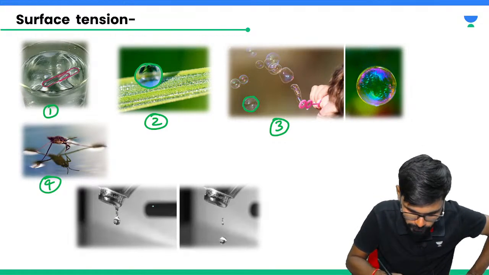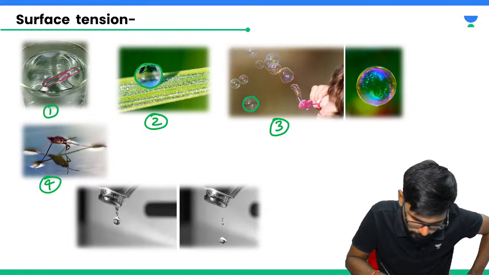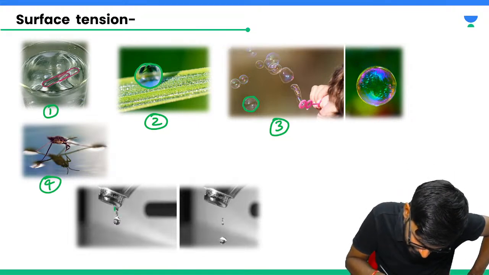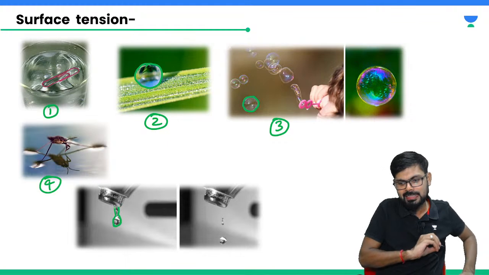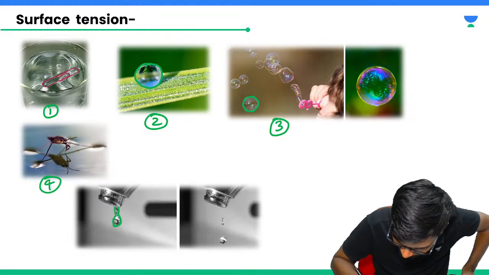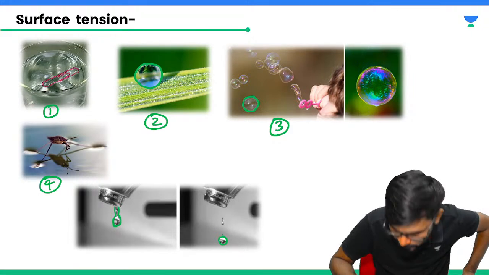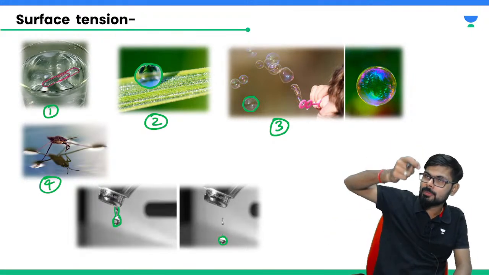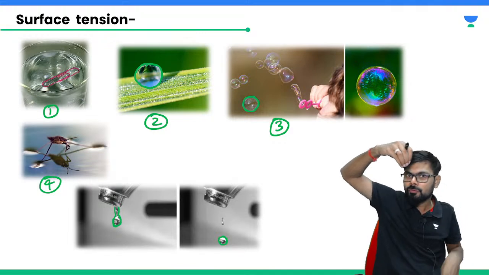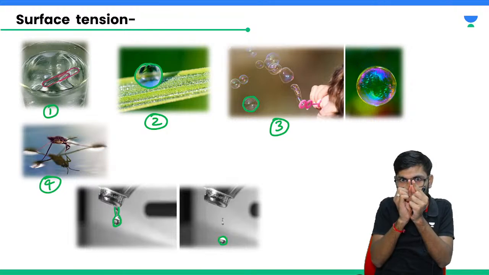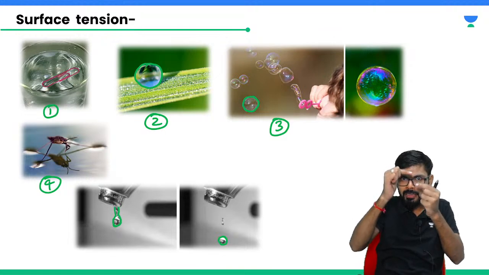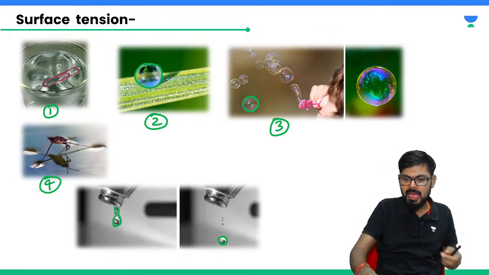Now come to here. This diagram is also very important. You can see that this is not exactly spherical in shape. But when it finally drops, it is in spherical shape. With the tap, when water is coming out, the water keeps adding and the droplet size increases, and after some time it will cut off from there and become spherical.